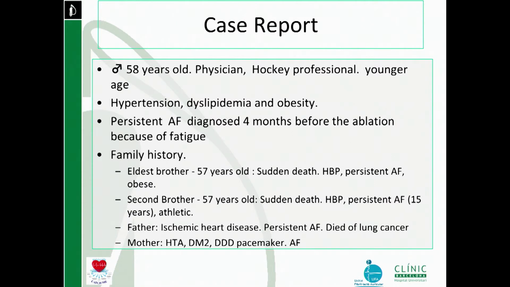This is a 58-year-old physician that was sporty in his young age, but now is a bit obese and hypertensive. And he found atrial fibrillation.